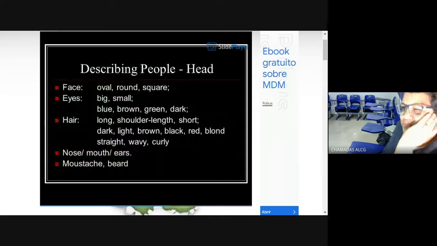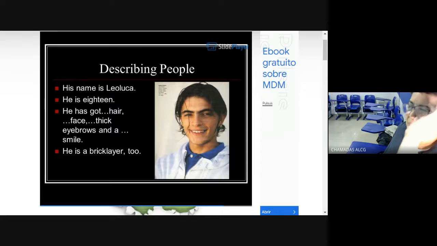Describing people: head, face, oval, round, square, eyes, big, small, blue, brown, green, dark, hair, long, shoulder length, short, dark, light, brown, black, red, blonde, straight, wavy, curly, nose, mouth, ears, moustache, beard.